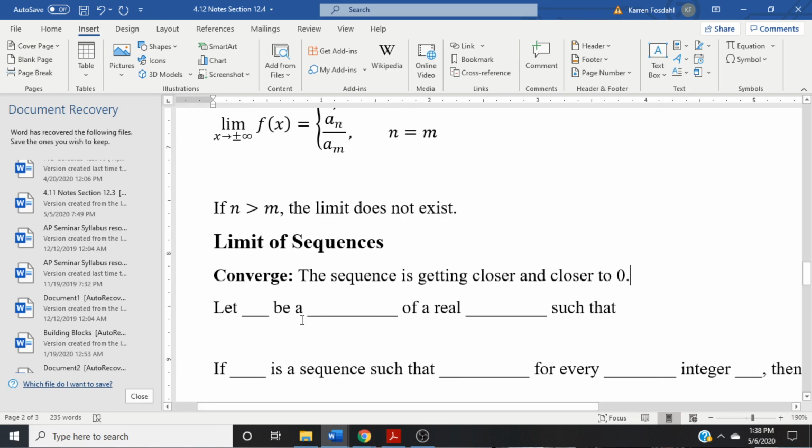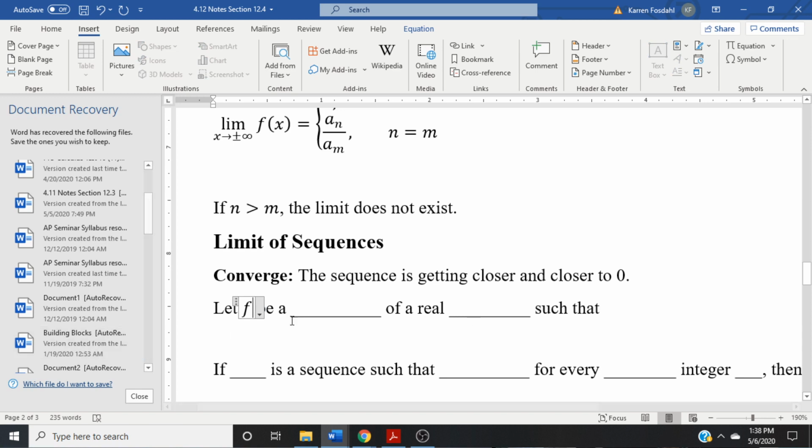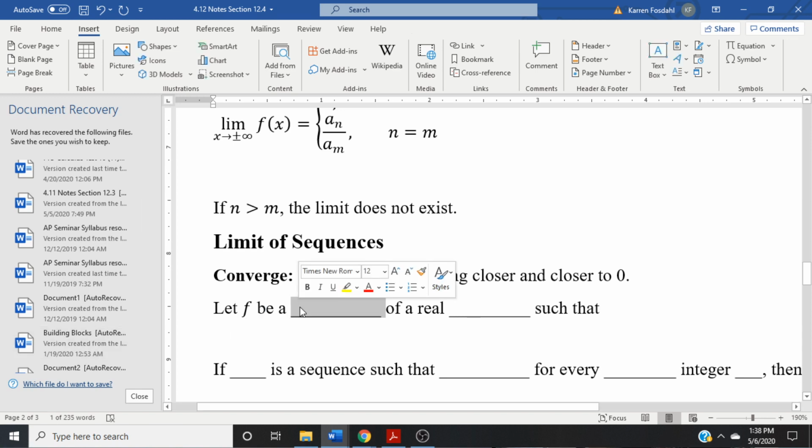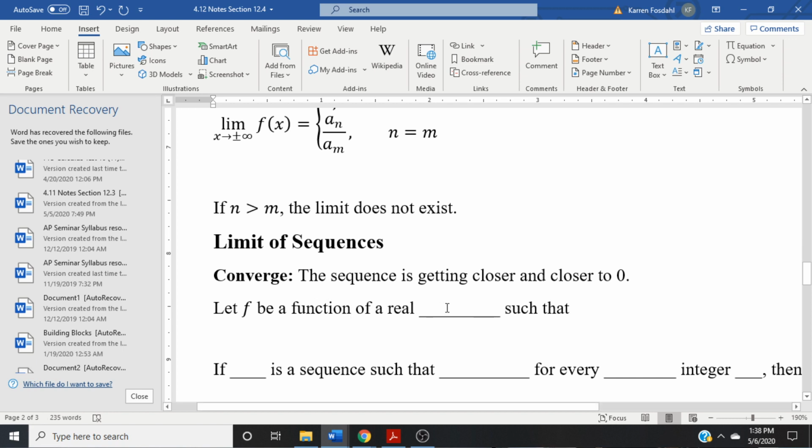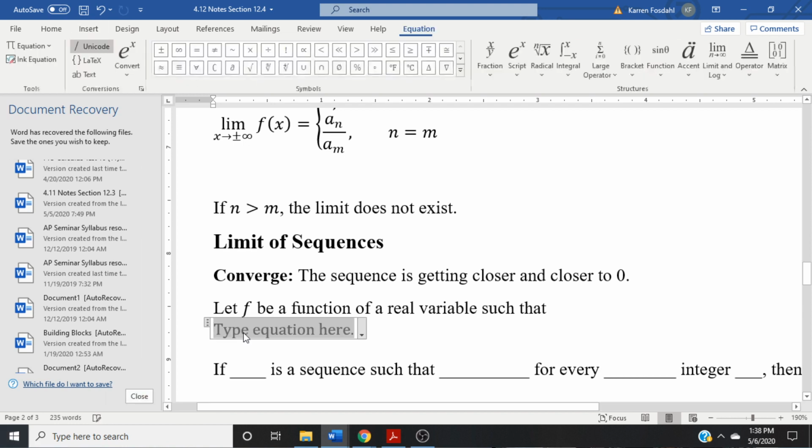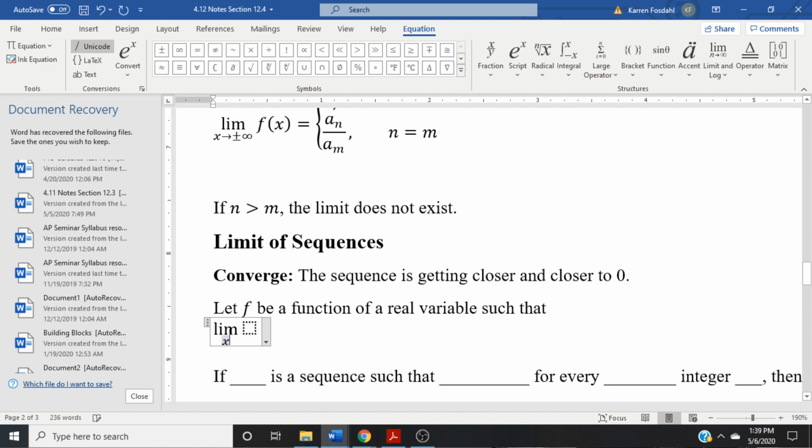Not all convergence means it's a finite sequence. Never mind, not going to talk about that. Let f be a function of a real variable such that the limit as x approaches infinity of f of x equals L.